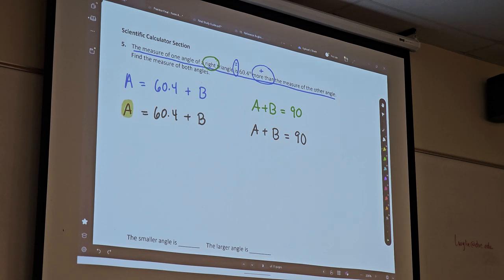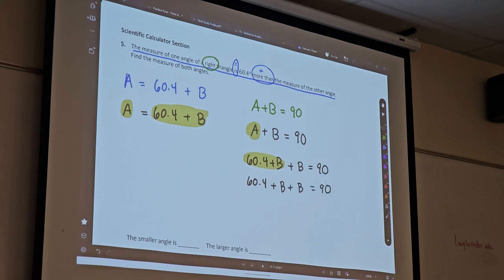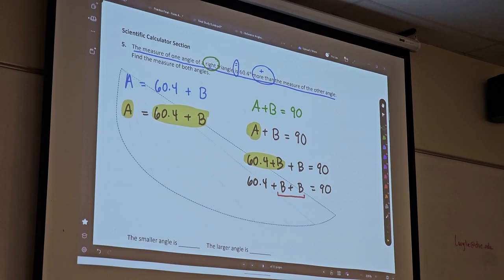So yellow equals yellow. A is A. So what are we going to do? You are making a substitution. A is 60.4 plus B. So yellow plus B is 90. I'm going to rewrite that without any color. B plus B is a 2B. And can I subtract 60 point? I don't have to subtract 60.4 from both sides quite yet.